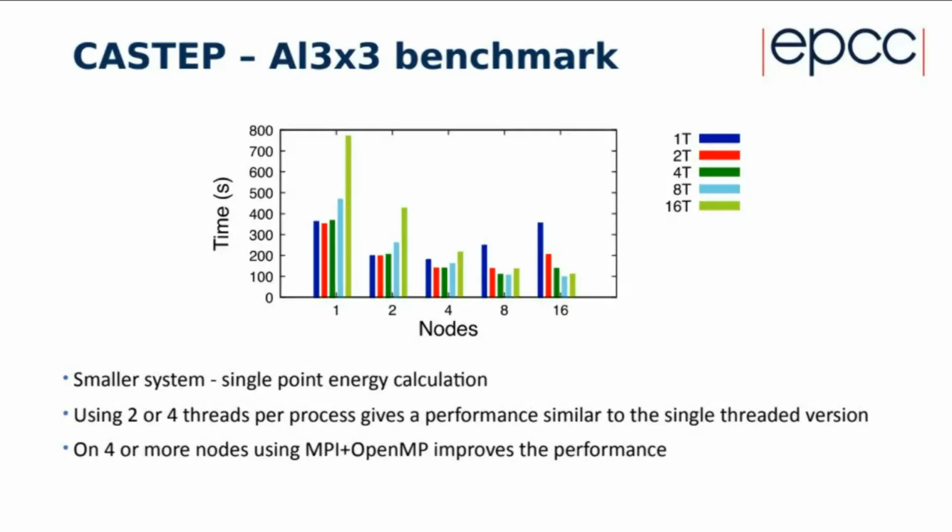And then this is the smaller CASTEP benchmark, the AL 3x3. This is just doing a single point energy calculation. This graph shows the time, so a bigger value is worse. There's not that much difference here comparing 1 thread to multiple threads, particularly at lower node counts on 1 and 2 nodes. It's all quite similar. But once you start using more nodes, using multiple threads per process, so using MPI plus OpenMP, starts to improve the performance.